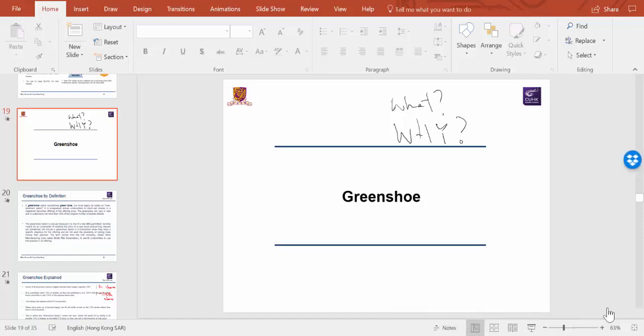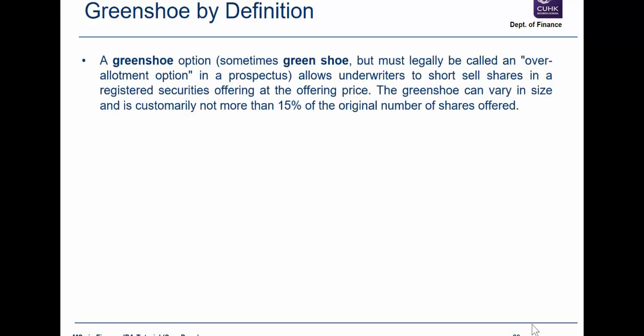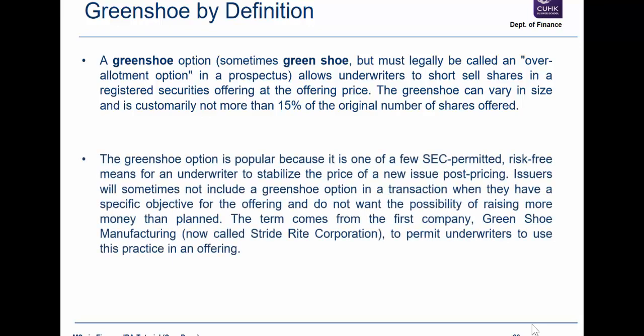All right, now the Greenshoe, what is it? First of all, the Greenshoe is sometimes called a green shoe, but legally there is a term for it, which is the over-allotment option, which is what they call it in newspapers and prospectuses. It would allow the underwriter to sell more shares than what they advertise in the prospectus. Typically it is 15%, and it is popular because it is a kind of legalized price stabilization that is allowed by regulators, and I'll show you what I mean in a moment.